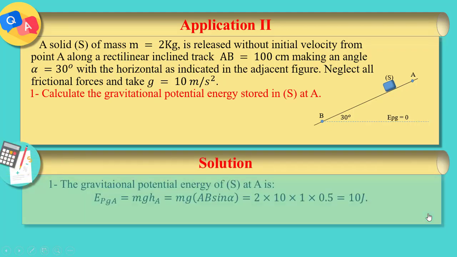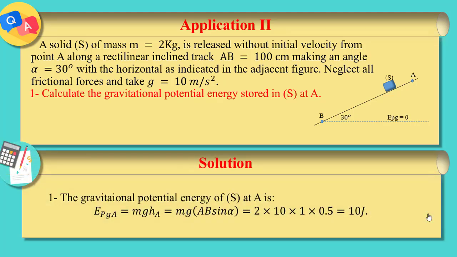The gravitational potential energy of the system at point A is given by mgh(A), where height h is opposite to the angle 30 degrees. So we can write it as mg AB sine alpha, since h is not given. Replacing AB by its value and the angle alpha, the answer will be 10 joules.